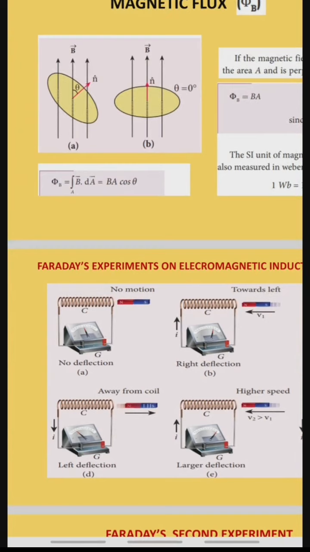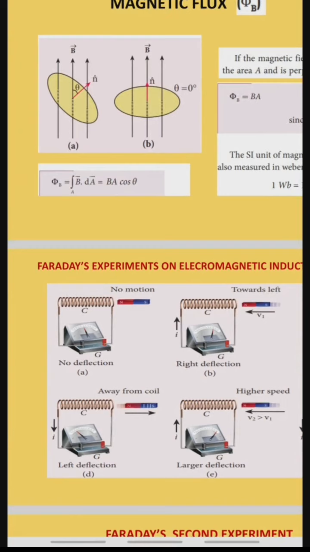Figure C. Next, the bar magnet is kept inside the coil. Now the galvanometer does not deflect. Figure D. Now the bar magnet is withdrawn from the coil. Again the galvanometer gives a momentary deflection in the opposite direction. What is the reason? The electric current flows in the opposite direction.